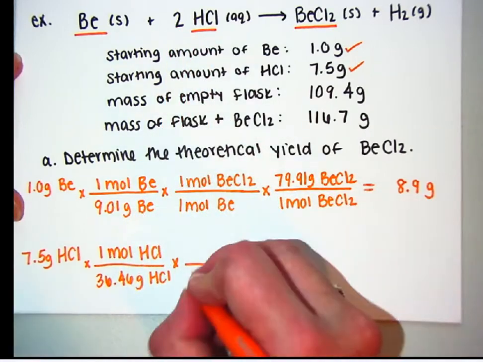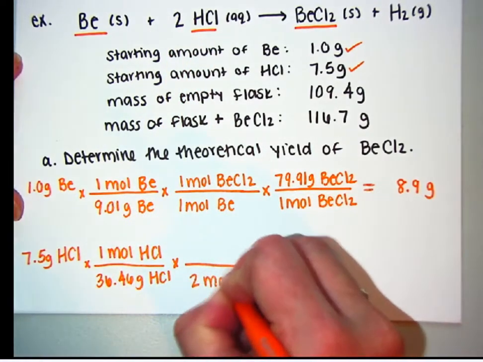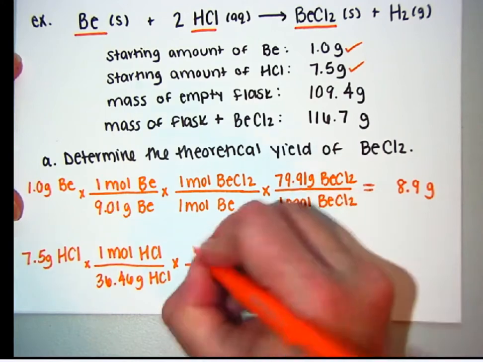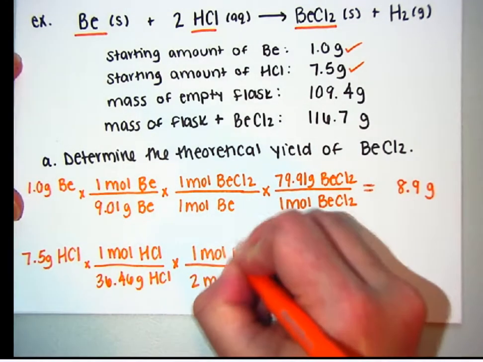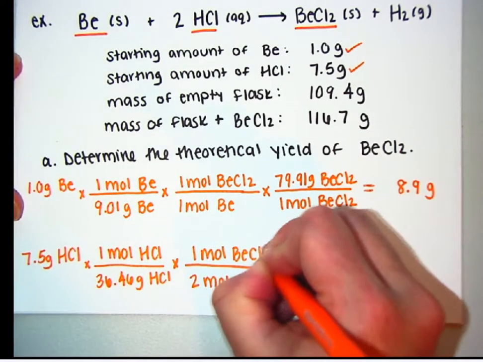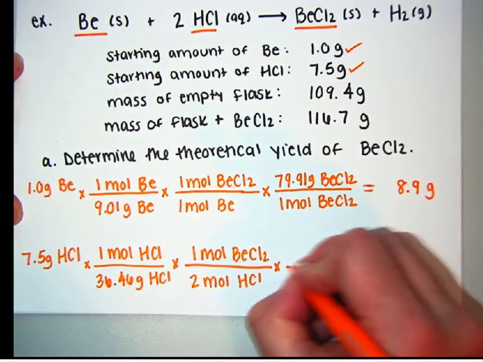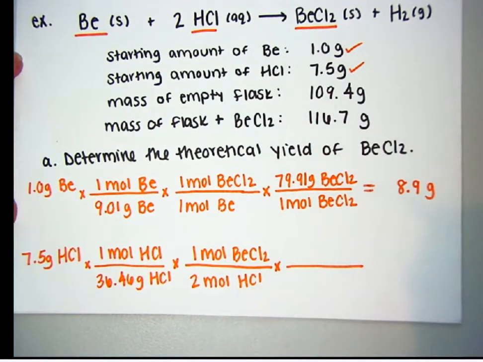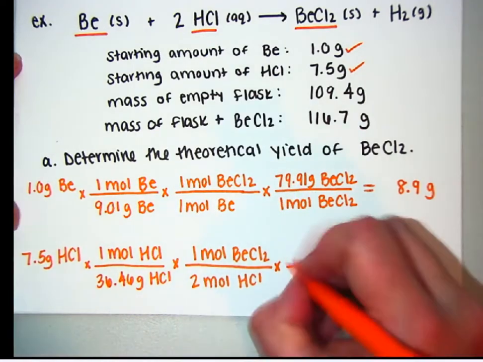2 moles of HCl can produce 1 mole BeCl2. The last step is always the same because I'm solving for the same thing. I'm at moles of beryllium chloride. I need to get to grams, so I'm going to plug in its molar mass.